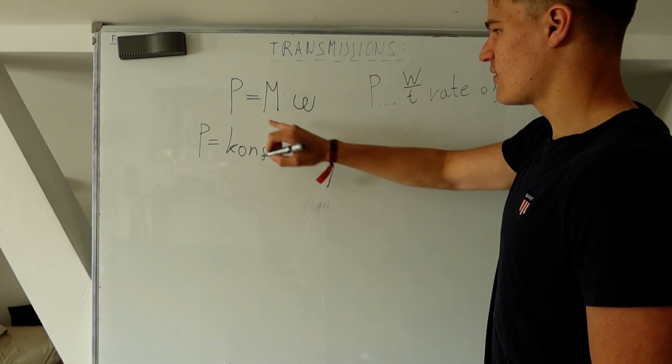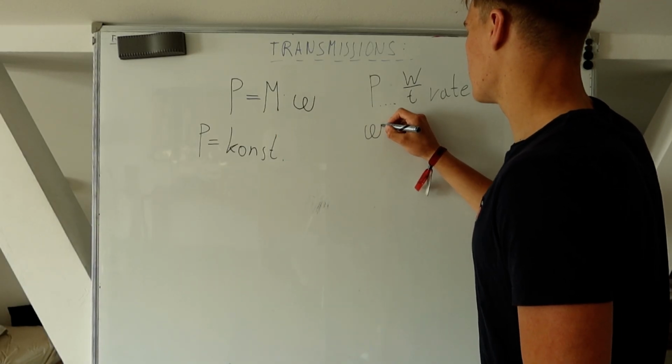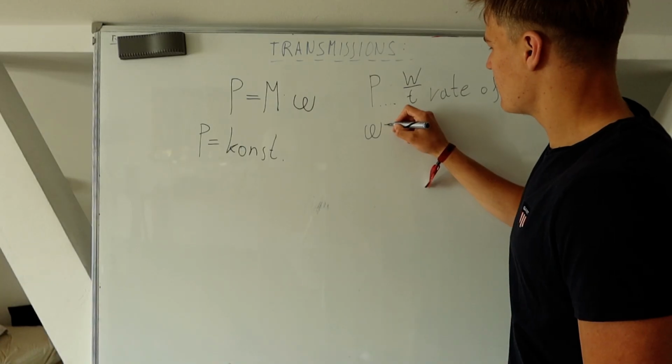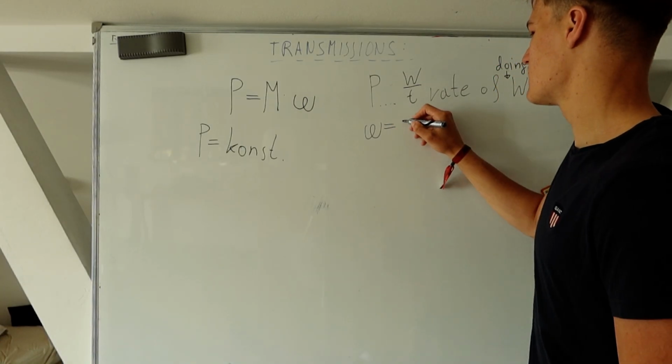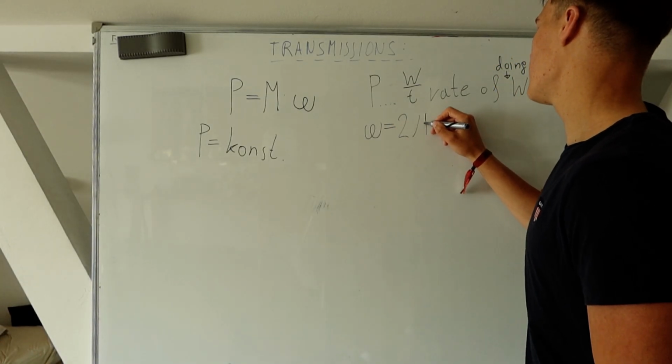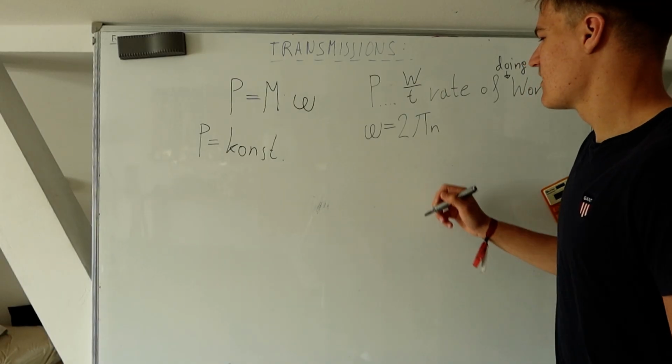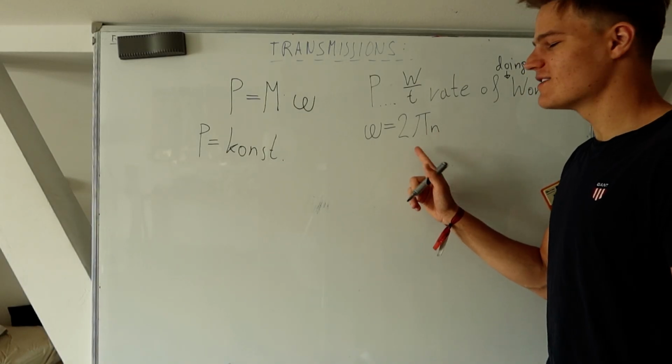You have M, which I've already explained in my past videos, and omega. This is one thing that we have not looked at yet. Omega consists of three things: 2, pi, and then n. So you have 2 pi, makes sense, right?